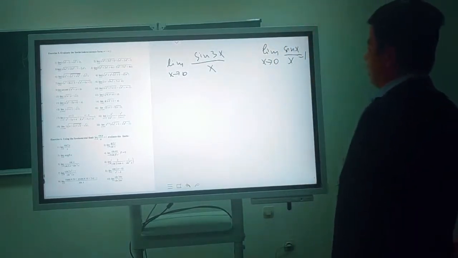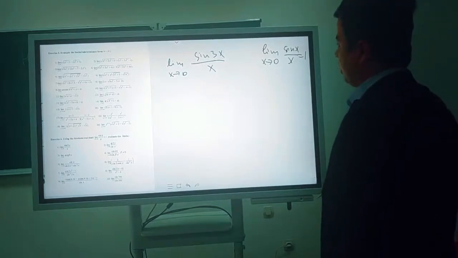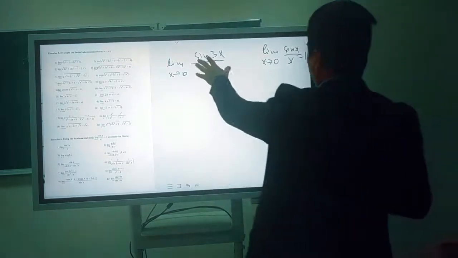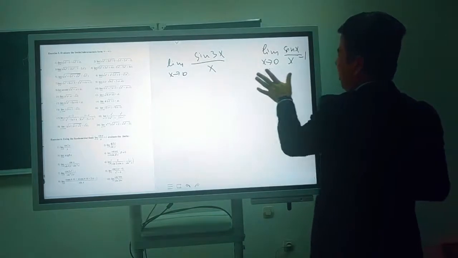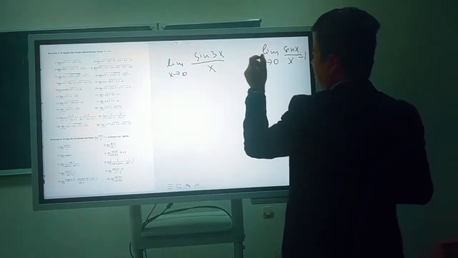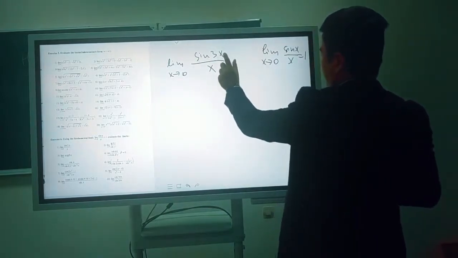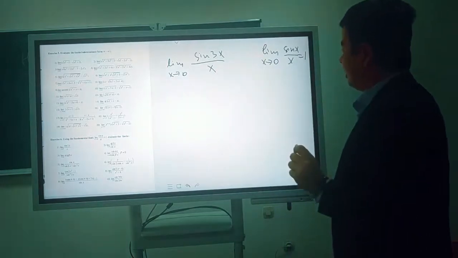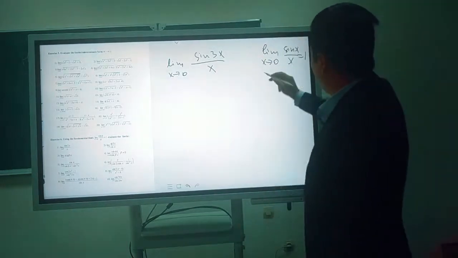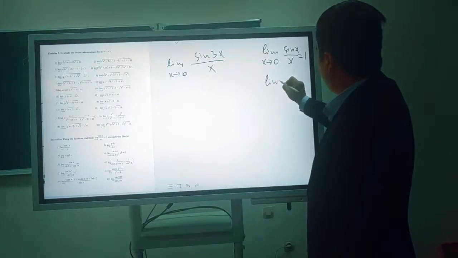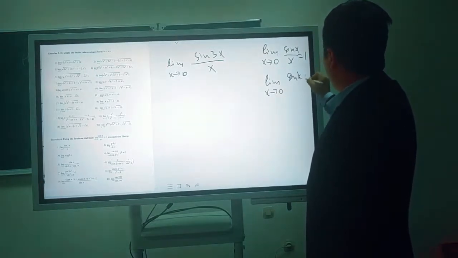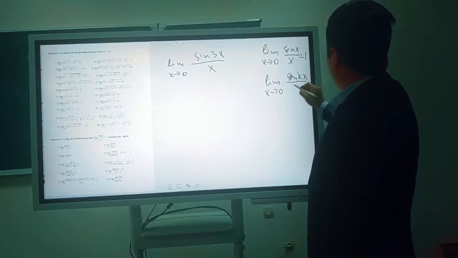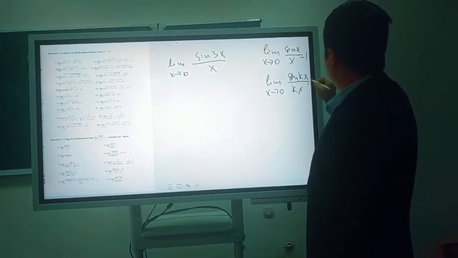Here, what do we have? We have this fundamental limit, but with some little differences. Here we have 3x. So we can do this example in the form limit x tends to 0, sine kx over kx, it is k.